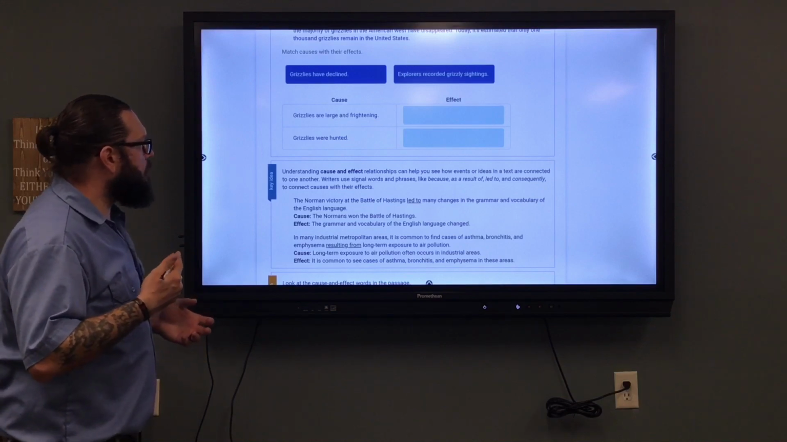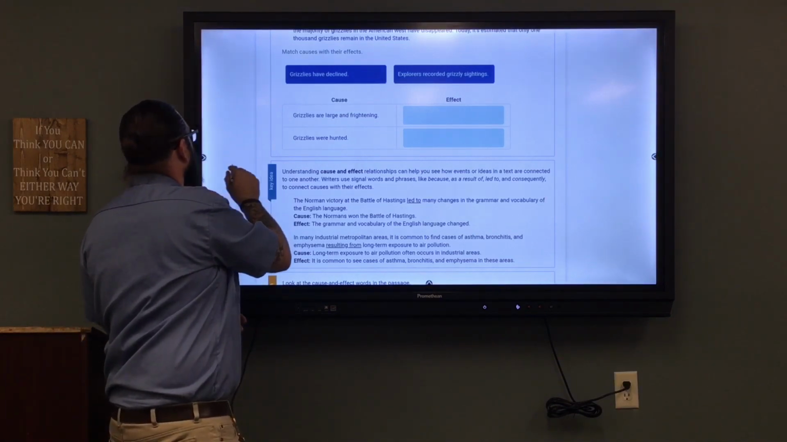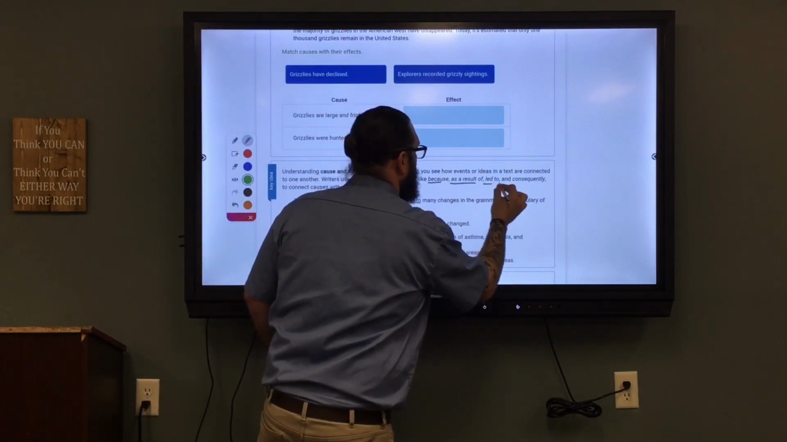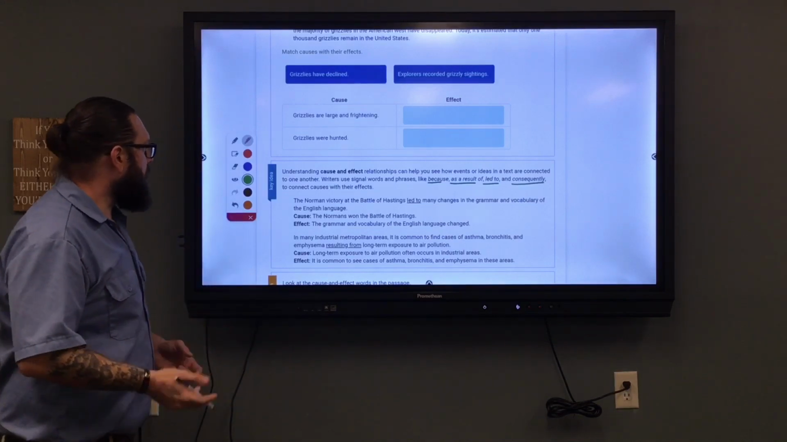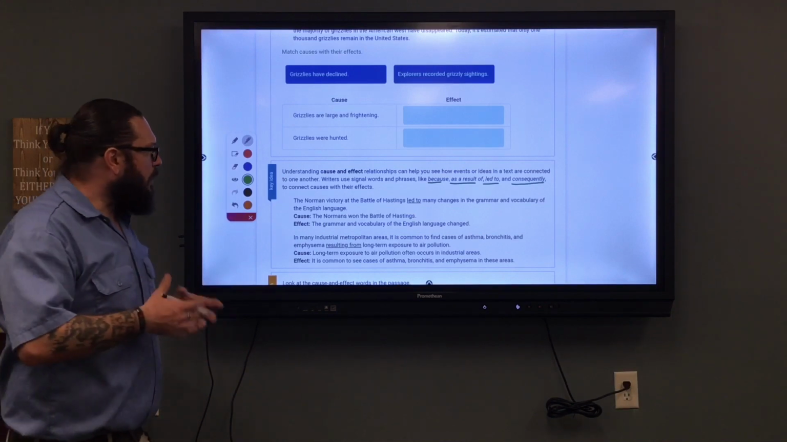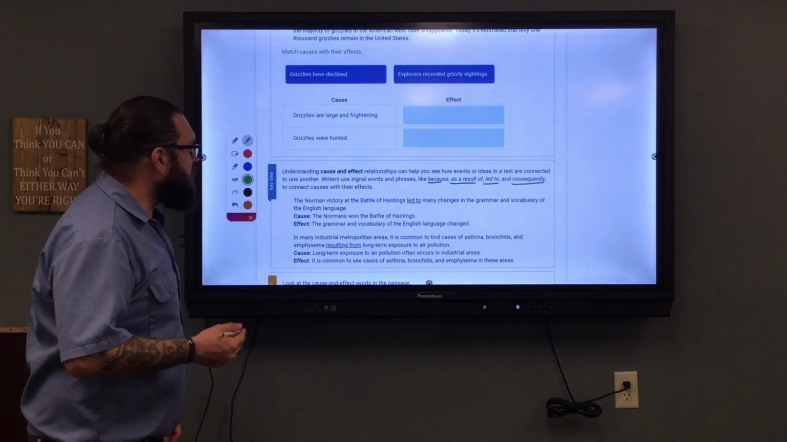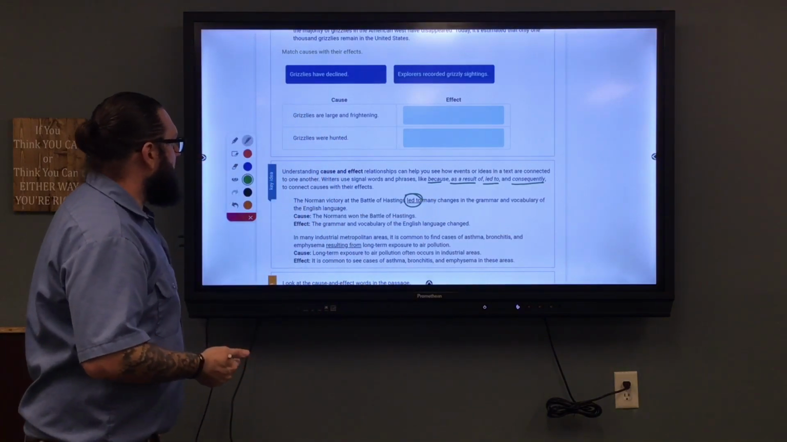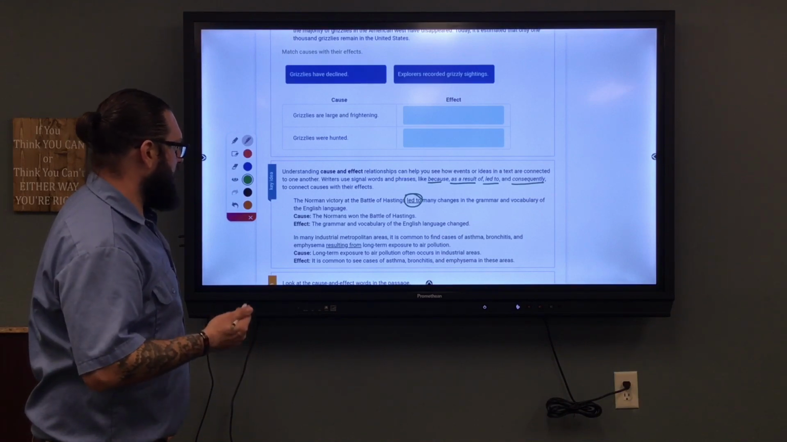Once again, writers will use signal words such as because, as a result of, led to, and consequently, to connect those causes with their effects. Let's take a look at a couple of examples to see how this relationship works. The Norman victory at the Battle of Hastings led to, okay, so there's our signal word. The Norman victory at the Battle of Hastings led to many changes in the grammar and vocabulary of the English language.